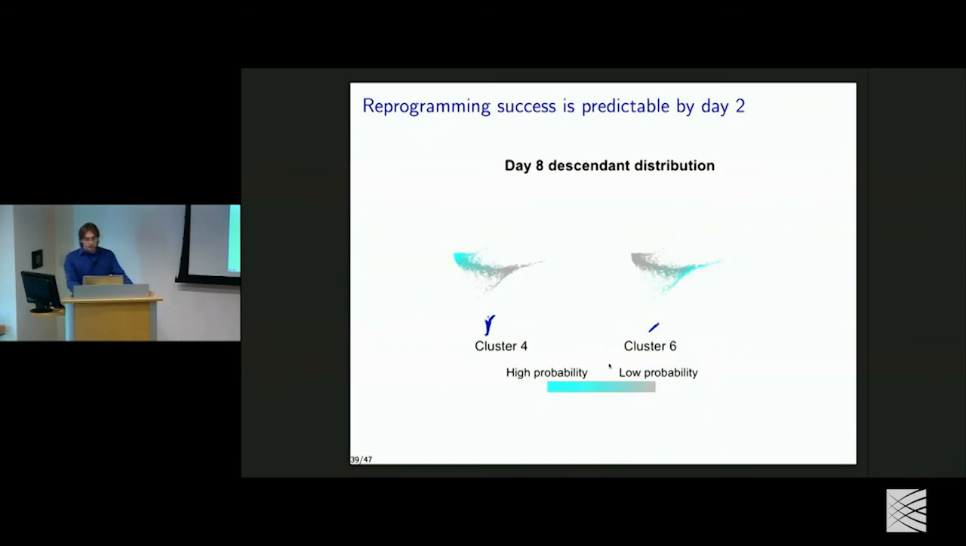Okay, so now I'll highlight a few interesting biological observations that we made. Reprogramming success is predictable by day 2 because we see these 2 spikes at day 2. One spike has a high probability. If you look at the descendant distribution, the descendants are concentrated over here on the way to the valley. And this other spike has descendants that are concentrated here. Okay? Yeah, Sam, you have a question?